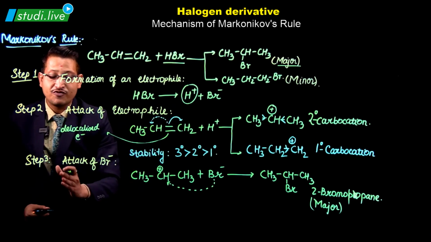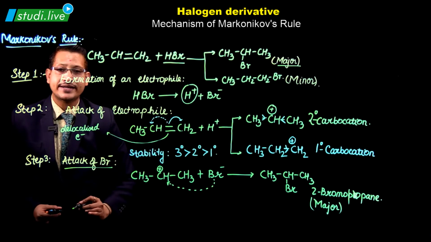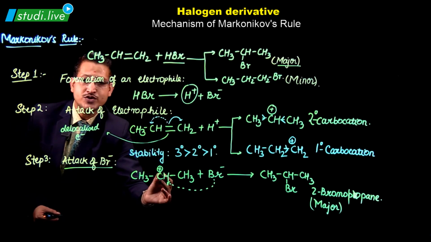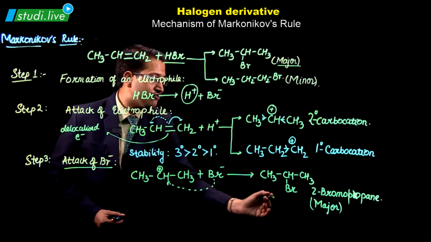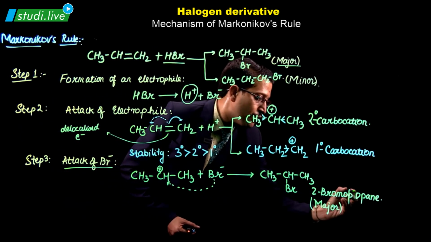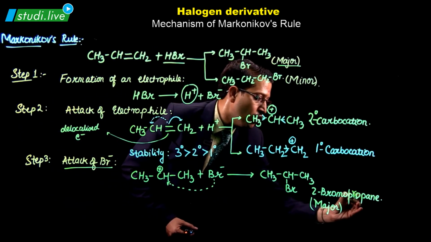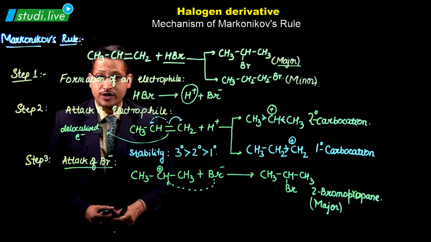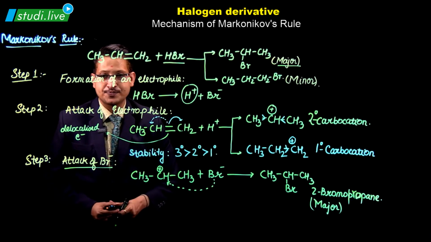And in the last step, where we say there's the attack of Br minus, this Br minus gets attached to CH and gives you the formation of 2-bromopropane. This is 2-bromopropane, which is formed as the final product, as the major product. So this is all about Markovnikov's rule and its mechanism.